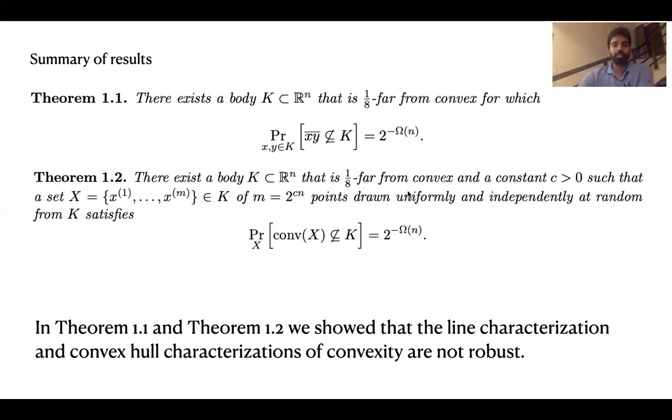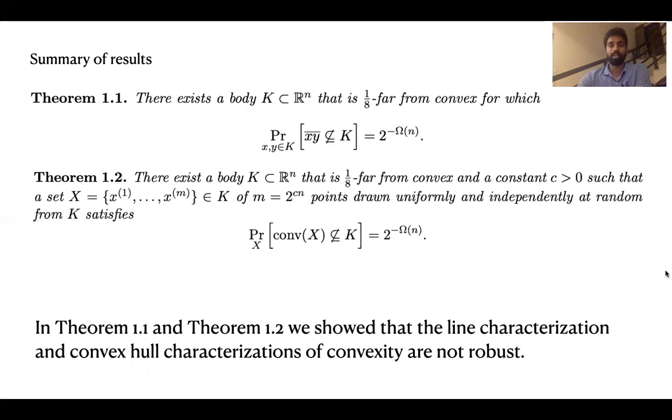So here is the summary of our results. These are the theorems. What we have essentially proved in these theorems is that the characterizations which we mentioned at the very beginning of our talk, the line characterization and the convex cell characterization of convexity, are not robust. That is, we have given examples of bodies that are far from convex, but which almost always satisfy the characterization. So the characterization is not robust.